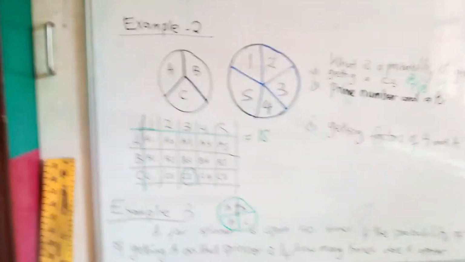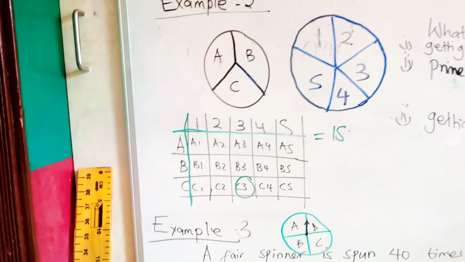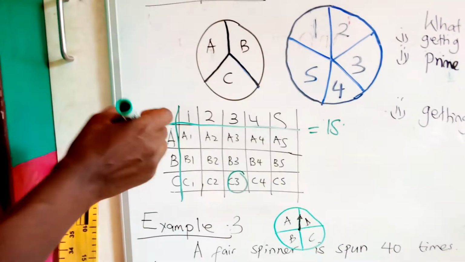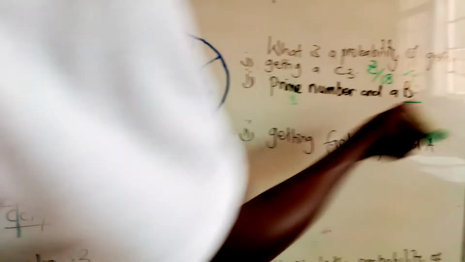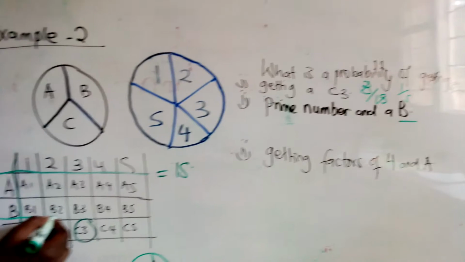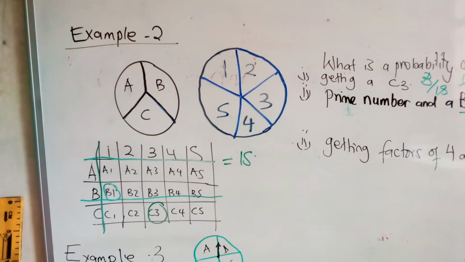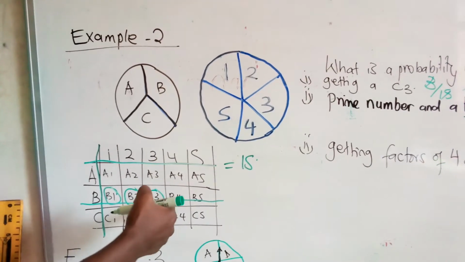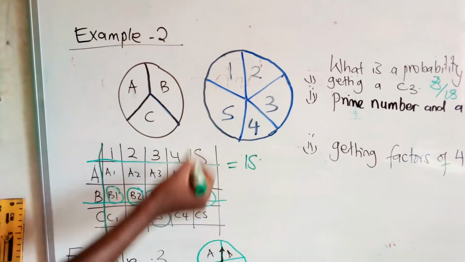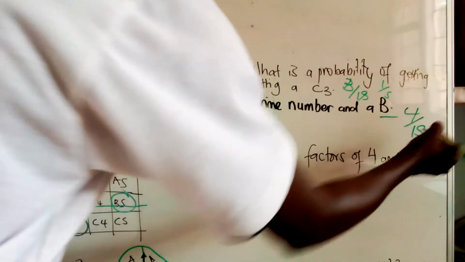Then getting a prime number and a B. Prime numbers are those numbers with only 2 factors, 1 and itself. So if we look around for the prime numbers and then a B, we are going to go in the line of B and look for the prime numbers. We have that, and then that, and then that. 4 is not a prime number, and then that. So we have 4. We are going to have 4 out of 15.